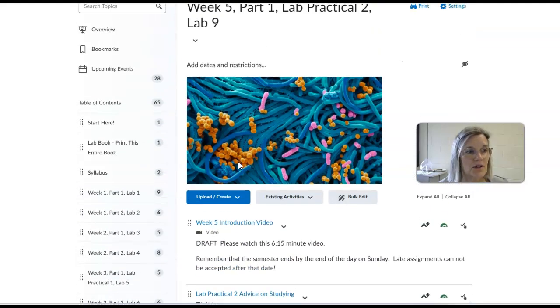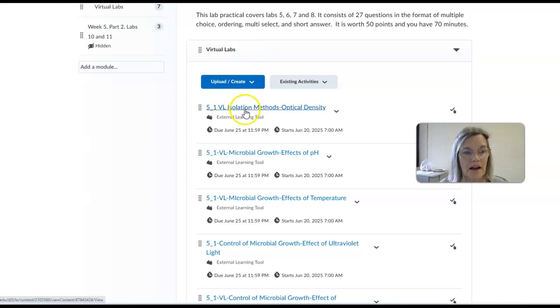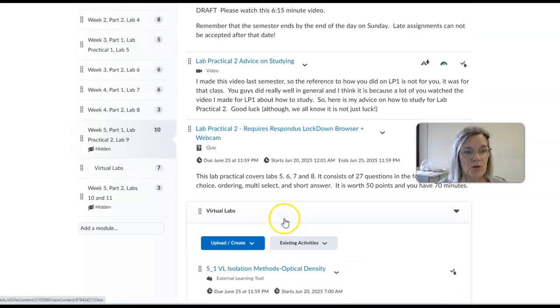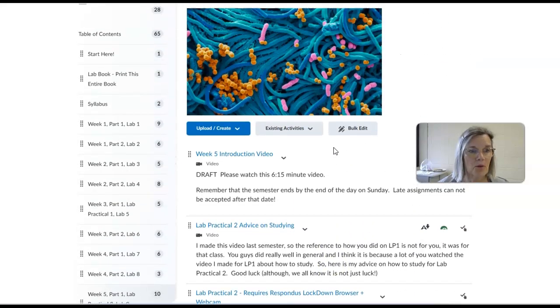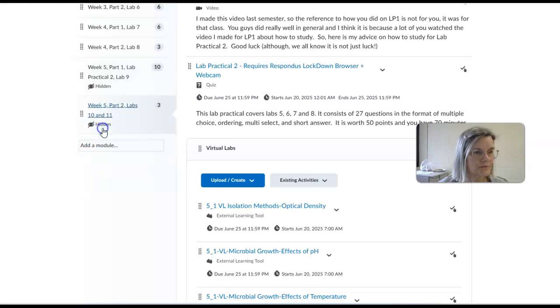Okay, so you can get your lab 9 under the lab book there, and all we have for lab 9 is a whole bunch of virtual labs. There's no lab quiz or anything, so just lots of virtual labs. So work on that for part 1.